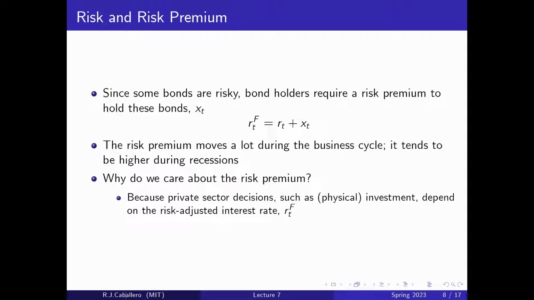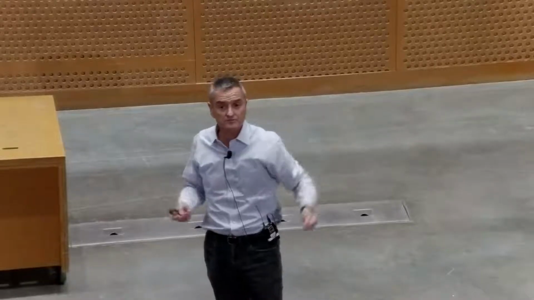Again, because important private sector decisions depend on that real interest rate, on the risk-adjusted interest rate. If a firm has lots of credibility problems and is considered very risky, the cost of borrowing is going to be very high, and therefore it's going to have to have a higher threshold for any physical investment. It's more costly for that firm to borrow. So that's a reason to worry.